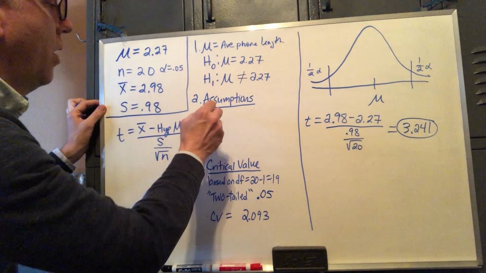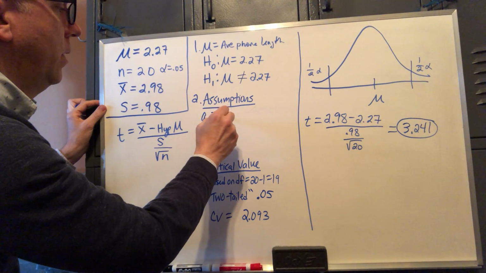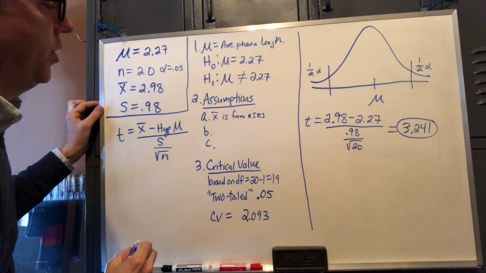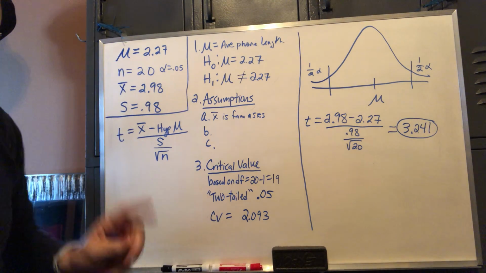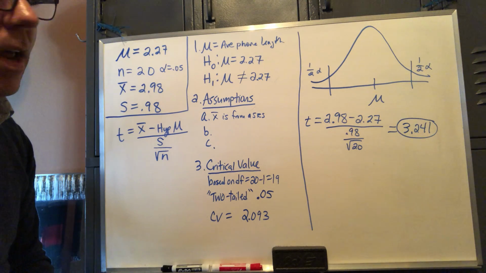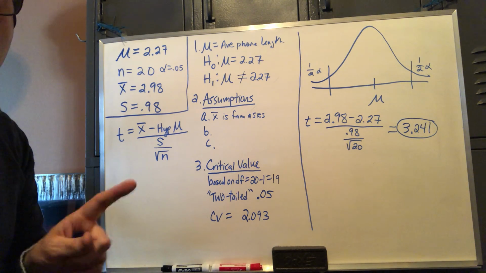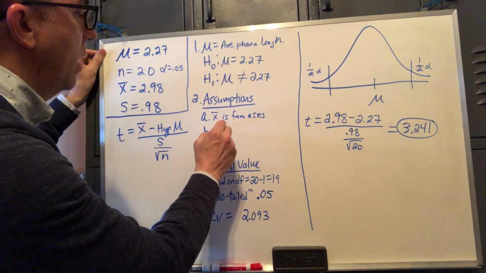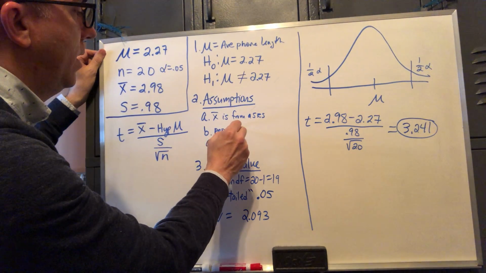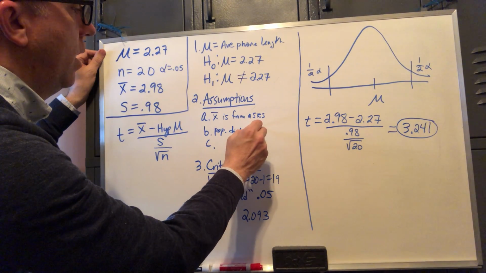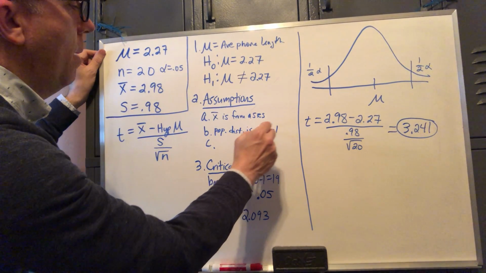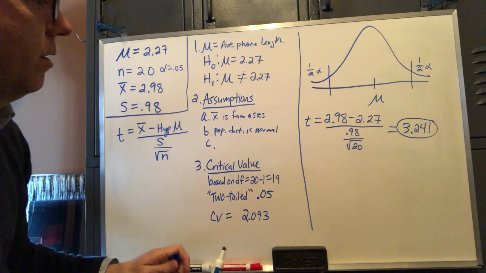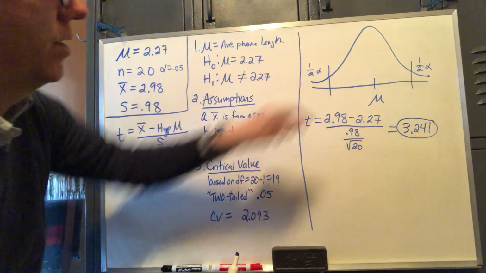Our assumptions: x bar is from a simple random sample. The second assumption is that n is large. It's not, but they gave us two options. If you look in your book, either n is large, or we can assume, which we're going to do here, that the population distribution is approximately normal. We could probably think that when it comes to cell phone calls. Most of them are right in the middle. There are some that are very short, there are some that are long. It probably looks like this.